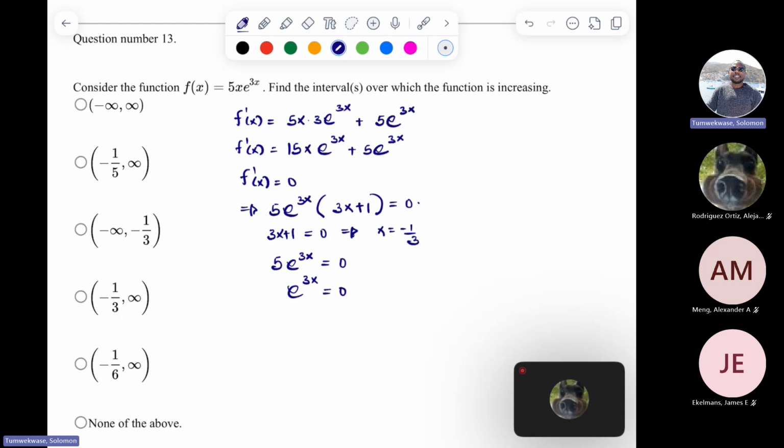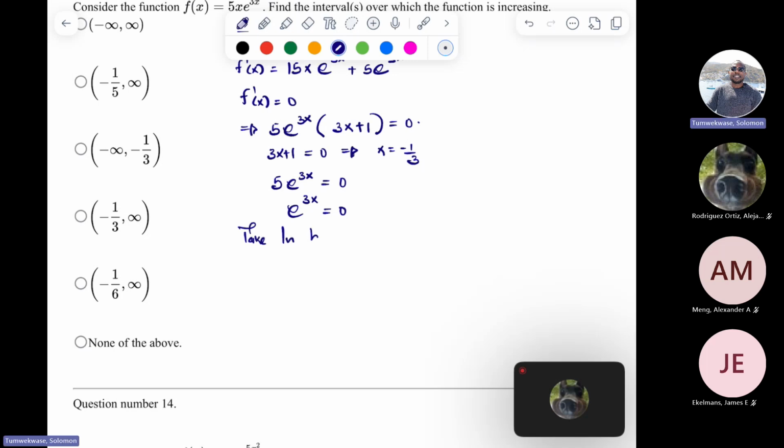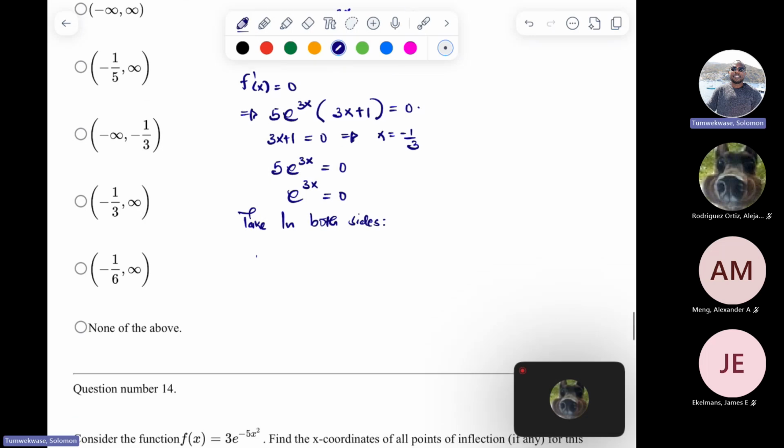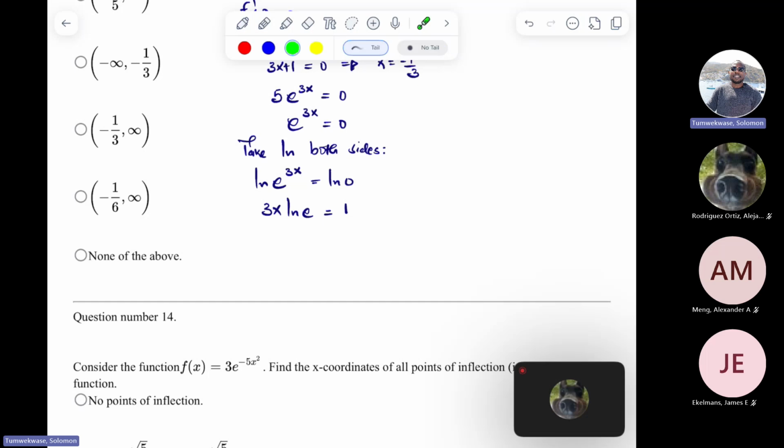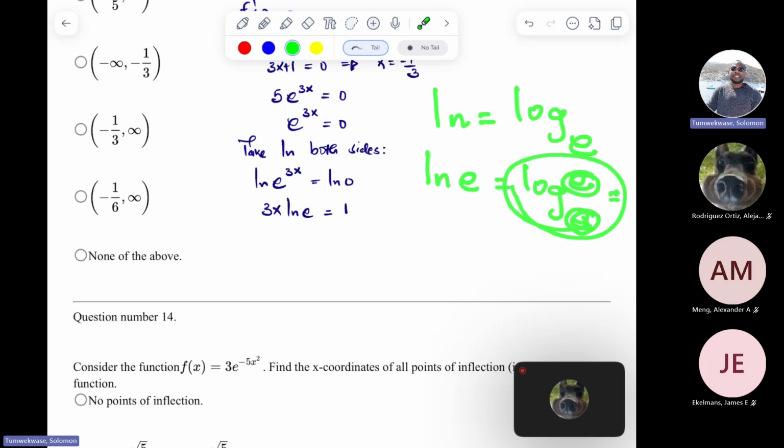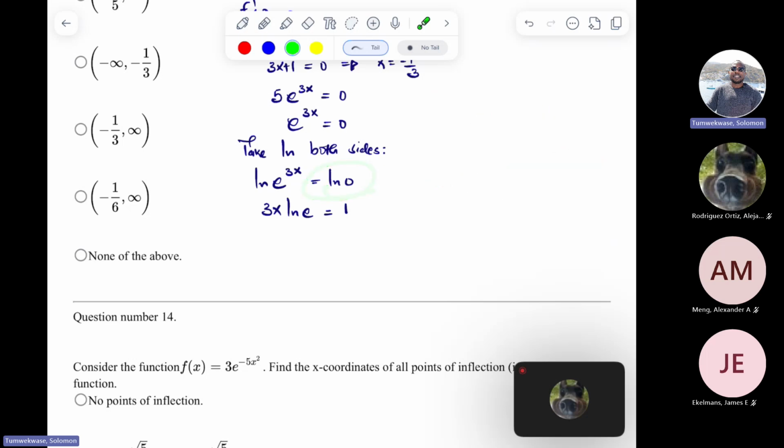You can see that when I take natural log both sides, I'll have natural log of e to the 3x is equal to natural log of 0. By logarithm rules, the 3x can drop, so we have 3x natural log of e is equal to natural log of 0. The natural log of e is just 1, because natural log is the logarithm to base e. So when I say natural log of e, I mean logarithm to base e of e, and any logarithm that has the same base and the same power is equal to 1, okay?